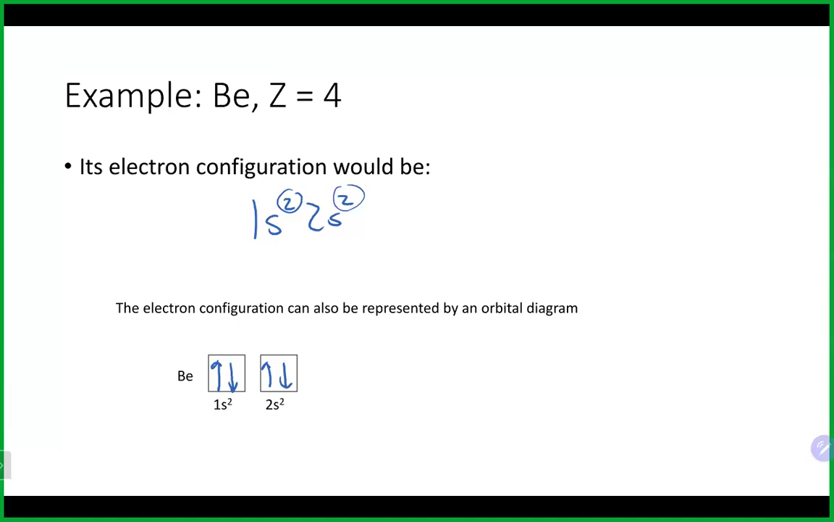And again, at this point, we're now full in terms of our 2s orbital there. We would have to continue on and put them into the next available lowest energy orbital. And that happens obviously with number 5 there, which is boron. So let's take a look at boron and see what happens with it.